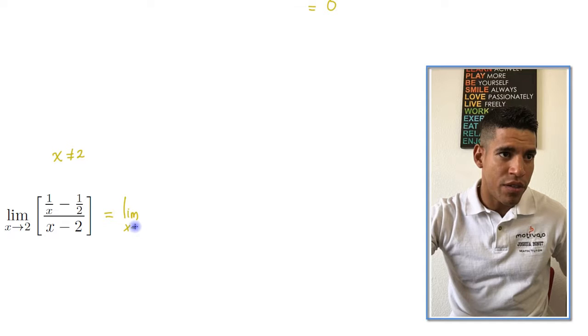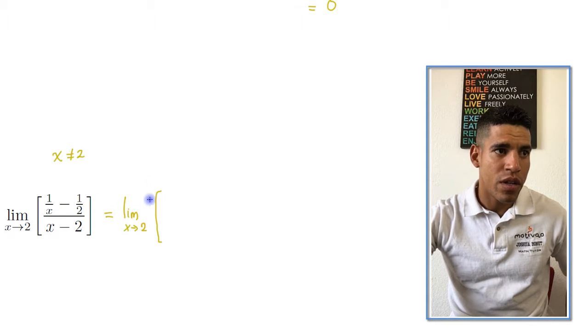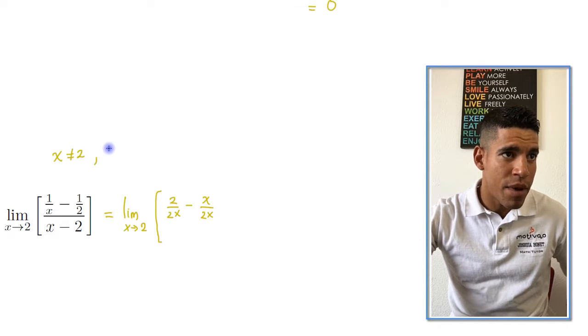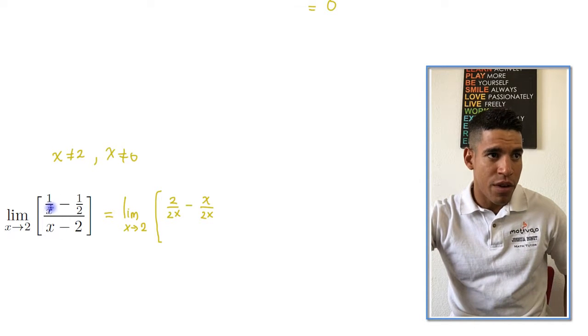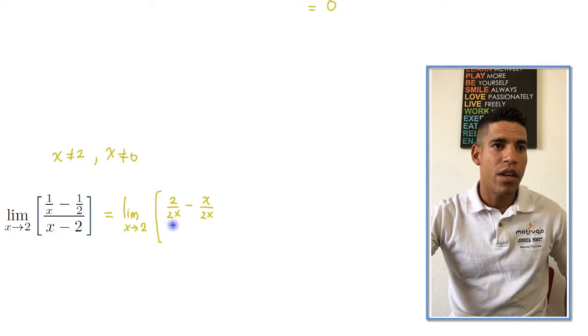When x approaches 2, we multiply by 2 over 2. So this is 2 over 2x. We multiply by x over x. This is x over 2x. Notice that I forgot to mention that x is not equal to 0 in the domain also. Okay? So notice x cannot be equal to 0 because it's 1 over x. And x cannot be equal to 2 because it's going to give you 0 in the denominator.